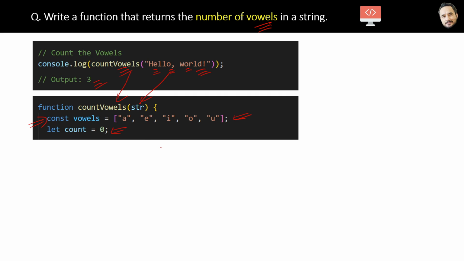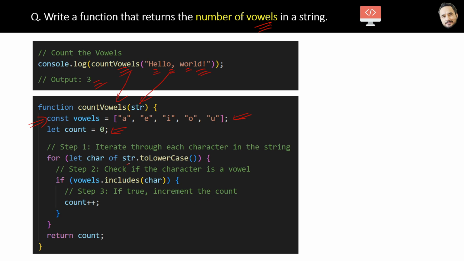Now we will change this count by the logic. So then we will iterate through each character in this string by using the for loop. Here we will check if the character is a vowel. For example, if the first letter of hello world is H, then in the array of vowels, we will check the existence of the H char by using this includes method.